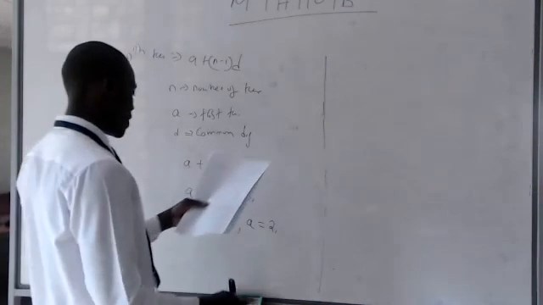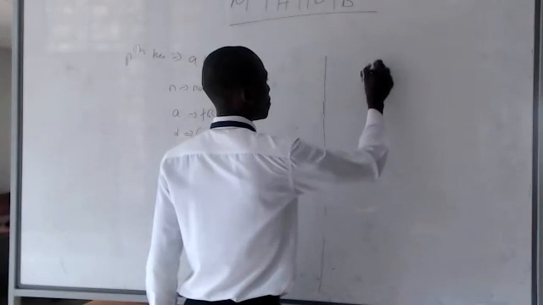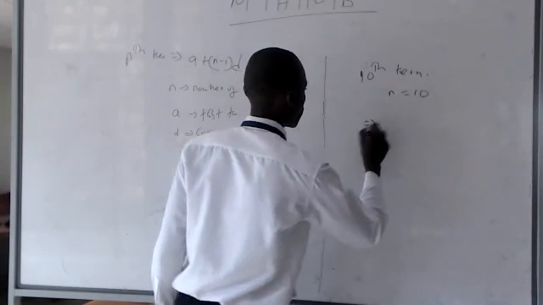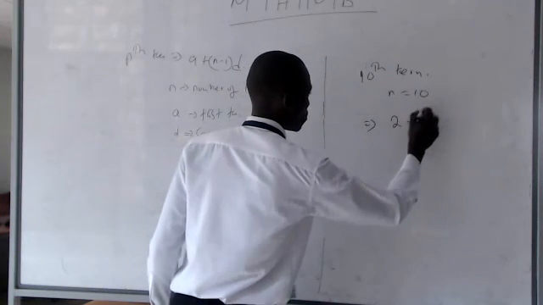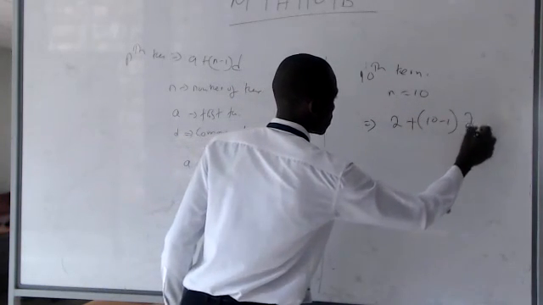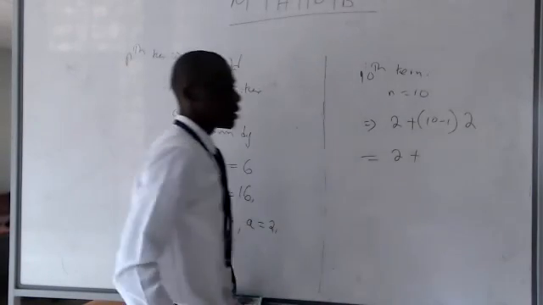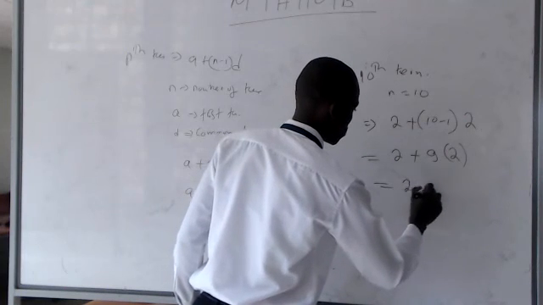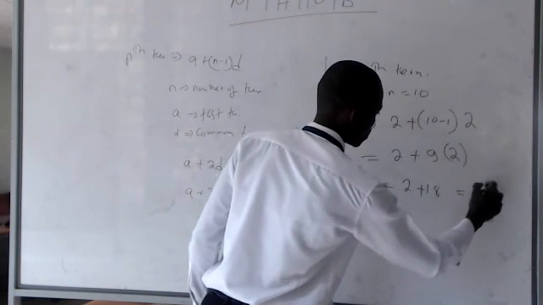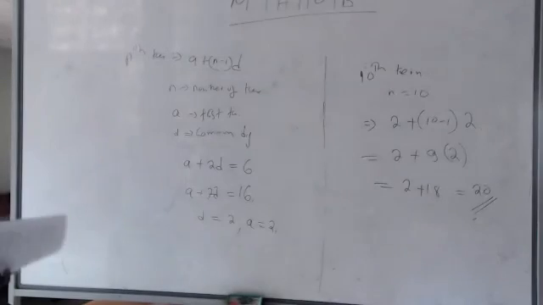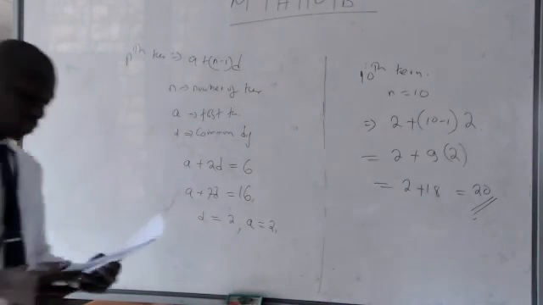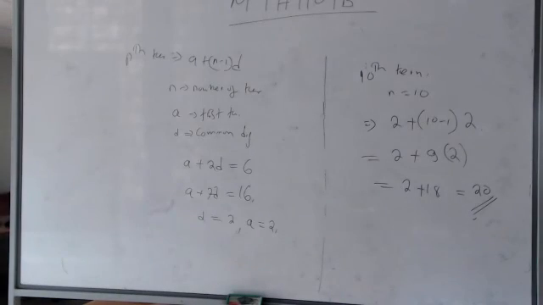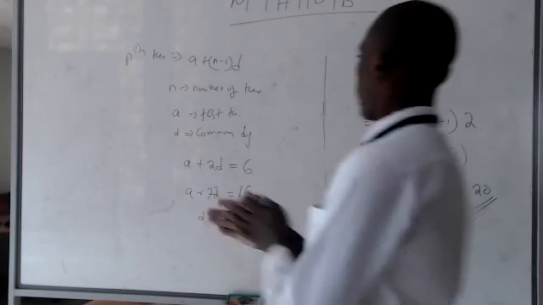Now we will ask for the 10th term. So that means n is 10. It's going to be a, which is 2, plus 10 minus 1 times 2. So this is 2 plus 9 times 2, which is 2 plus 18, and you get 20. That is going to be the 10th term for that particular arithmetic progression. Any questions?